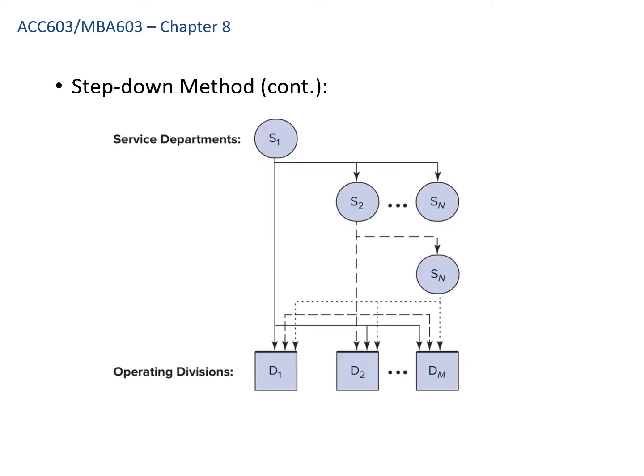The way this looks is, in this case, we have Service Department 1. We're going to allocate that to Service Department 2 and Service Department N, and also to the 3 operating divisions. Then I take what is left in 2, I allocate that to N and the operating divisions, and then I allocate N to the operating divisions. So I step through and do them one at a time.